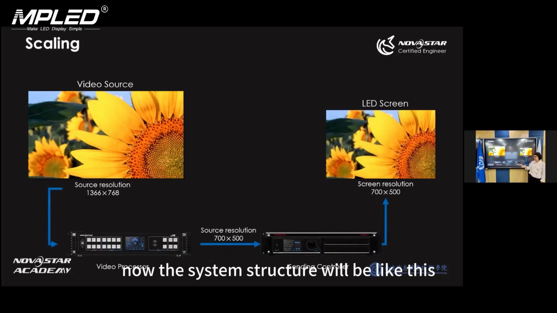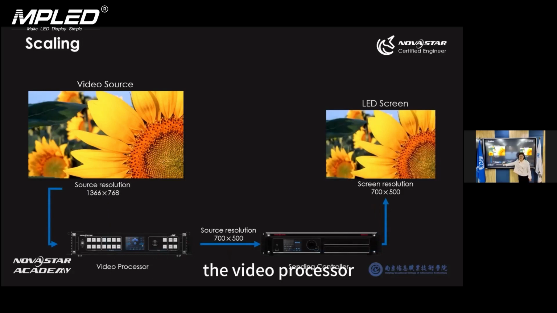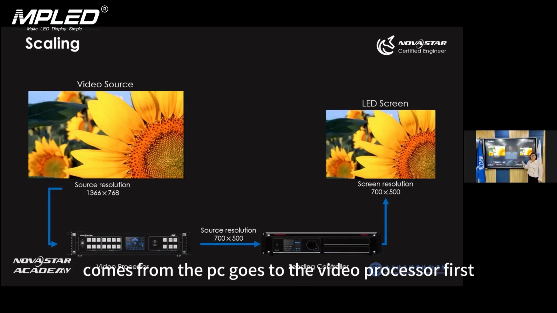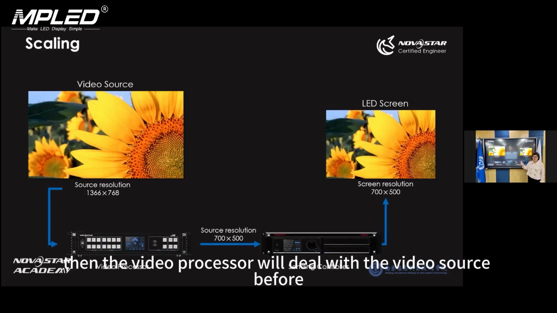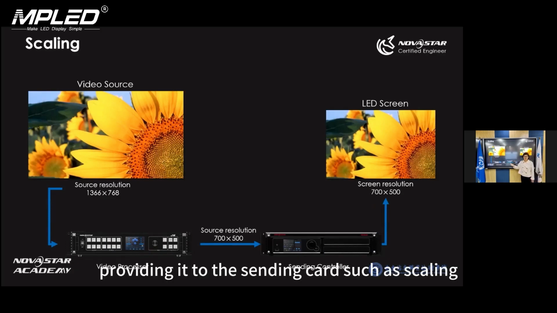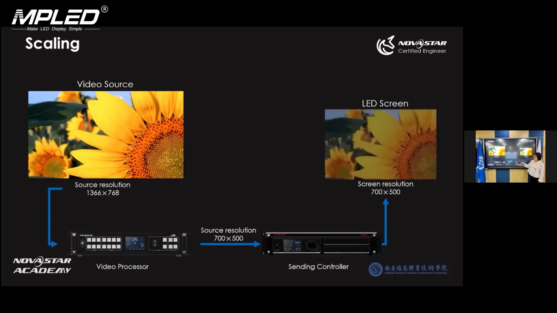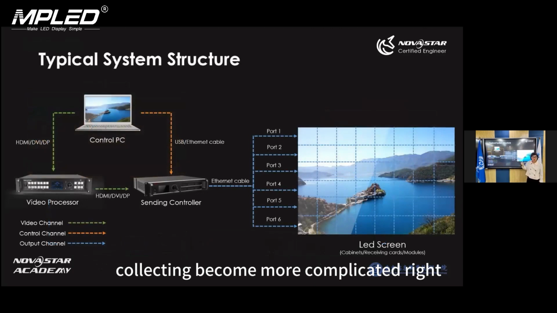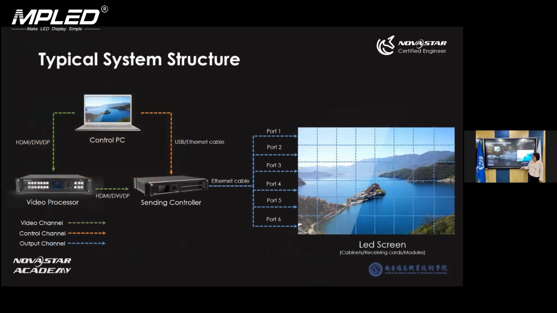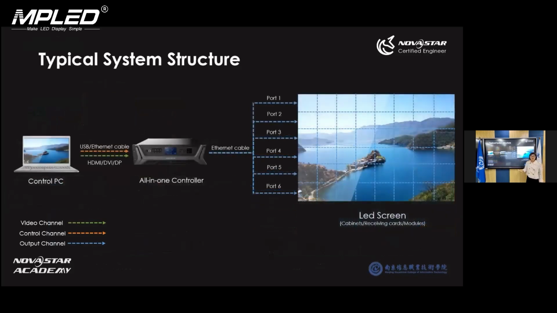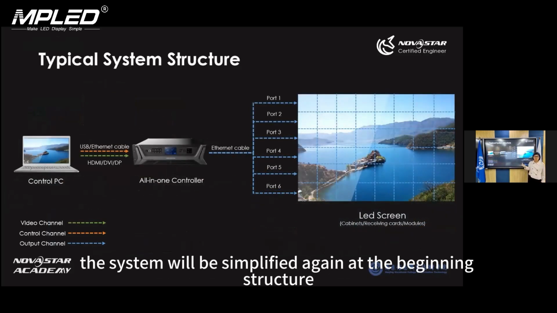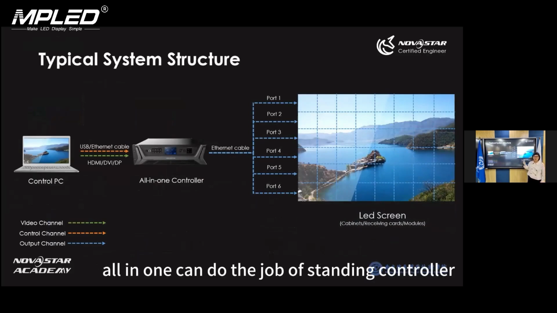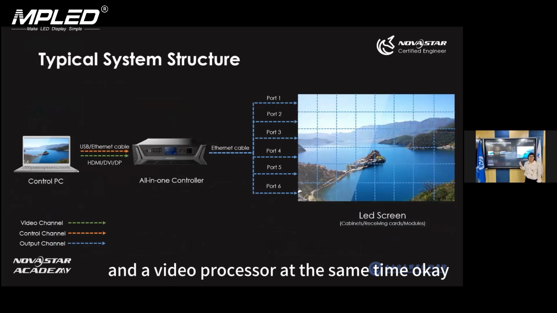Now the system structure will be like this. The video source comes from the PC and goes to the video processor first. Then the video processor will deal with the video source before providing it to the sending card, such as scaling. The system structure becomes more complicated, right? So what's the solution for this? The all-in-one controller came out. The system will be simplified again to the beginning structure. The all-in-one can do the job of a sending controller and a video processor at the same time.